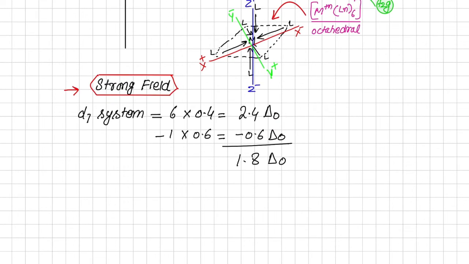So we will calculate the total crystal field stabilization energy value for the D7 system in case of strong field ligands, which is calculated to be 1.8 delta O.